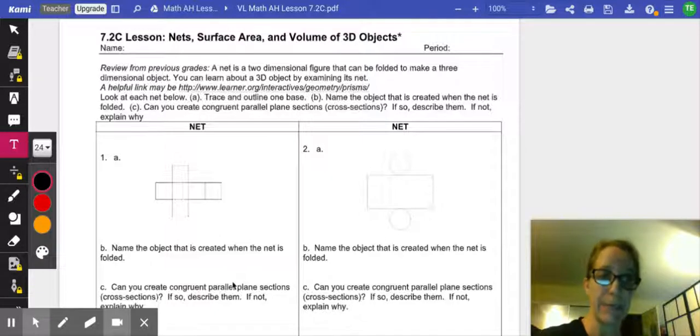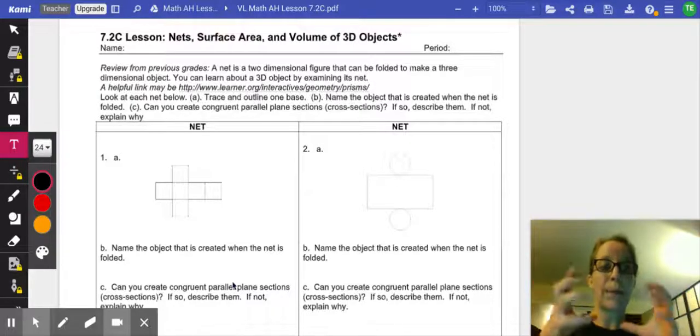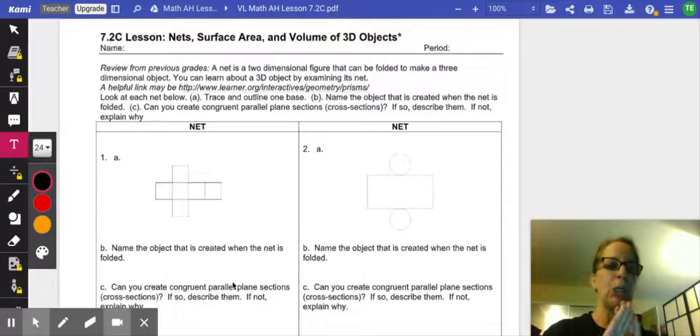Remember, we skipped 7.2B and just did the ninja video on the cross sections. And now we're going to talk about nets. When I think about nets, I think about wrapping paper. If I wanted to wrap a shape perfectly, wasting no wrapping paper, how would I wrap it?